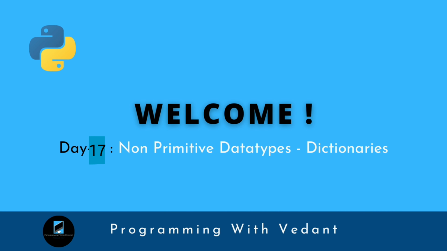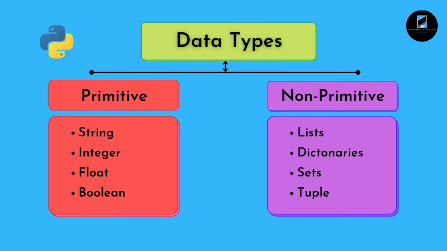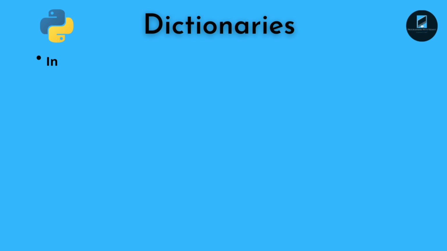Today is our day 17 and today we are going to learn about non-primitive data types, dictionaries. So this is the chart we have seen several times. We have learned lists, sets, tuples, and today we are going to cover dictionaries. Dictionaries is considered a key concept and it is a very important topic in Python programming. So let's continue. So dictionaries.